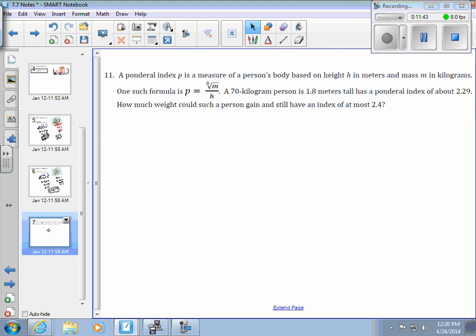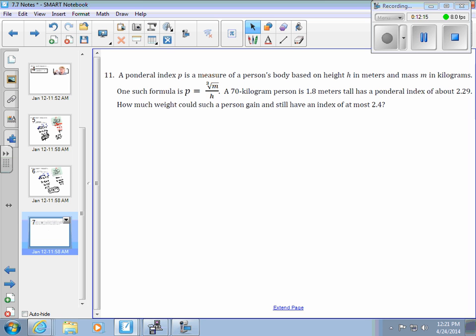One last one. This is a word problem. You're probably going to see at least one word problem on your worksheet here. Let's read through it. It says the ponderal index P is a measure of a person's body based on height h in meters and mass m in kilograms. One such formula given here is shown. A 70 kilogram person is 1.8 meters tall and has a ponderal index of about 2.29. How much weight could such a person gain and still have an index of at most 2.4?